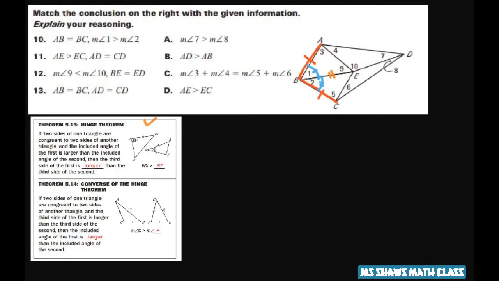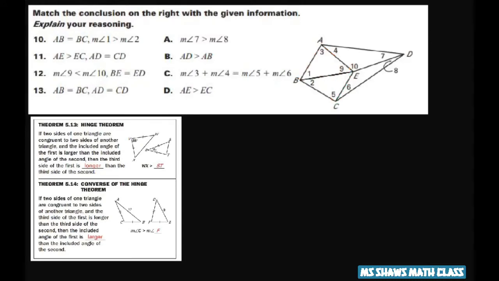So according to the Hinge theorem, we have included angles here. Now we know the measure of angle 1 is bigger, so the side across from it, which is AE, has to be larger than the side across from the smaller angle, which is the measure of angle 2, and that would be EC. So that means D is the answer to number 10.